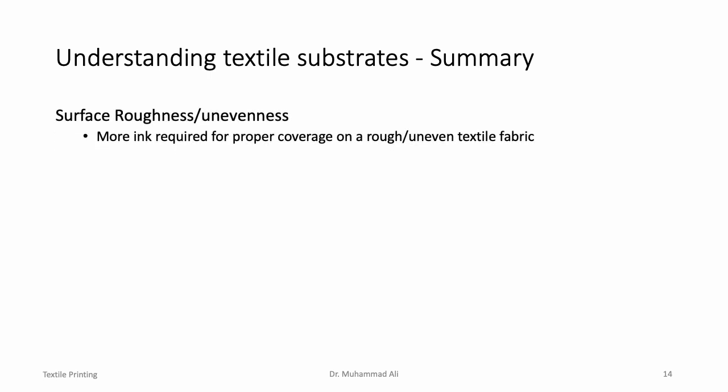So let's now summarize the different textile substrate characteristics that we have discussed in the context of printing. The first one is surface roughness or unevenness. If a fabric has greater surface roughness or unevenness, then generally it would require more ink for proper coverage.